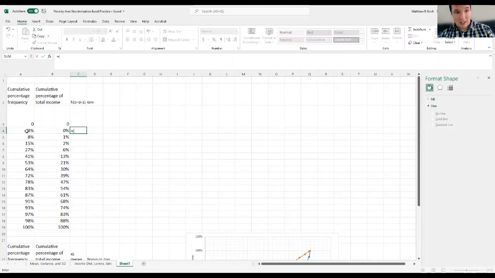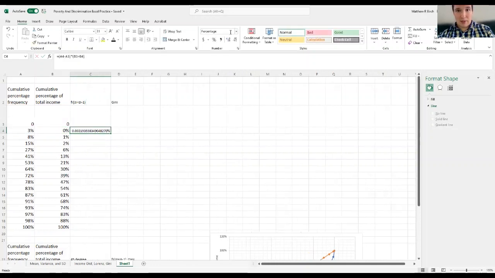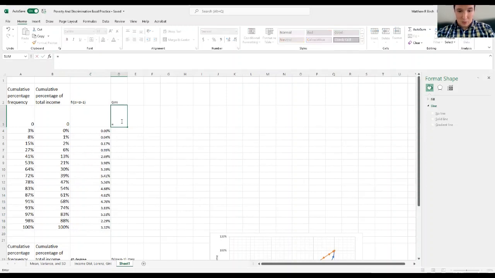the Fi of each trapezoid area, is the cumulative percentage at the end minus the cumulative percentage at the beginning times the sum of its heights. Whoa, let's round that down. Again, if you don't like how many decimal places there are, you can tell Excel to do some rounding. All right, and let's drag that all the way down. Our Gini is equal to 1 minus the sum of all those things.